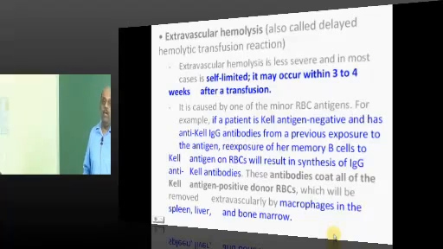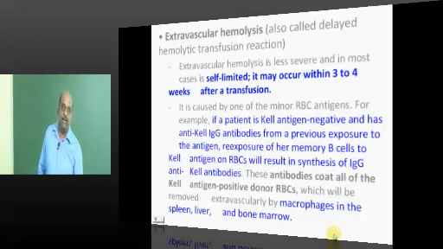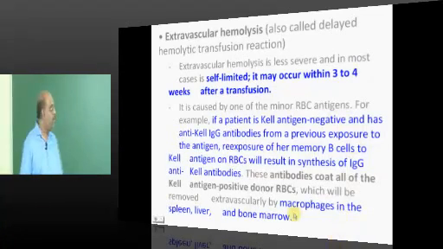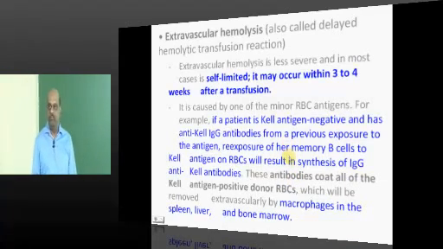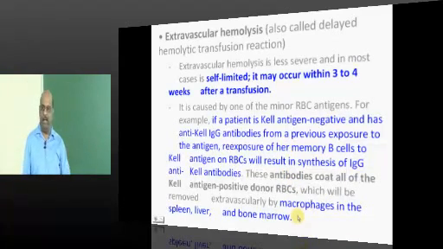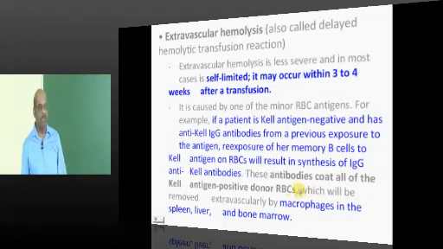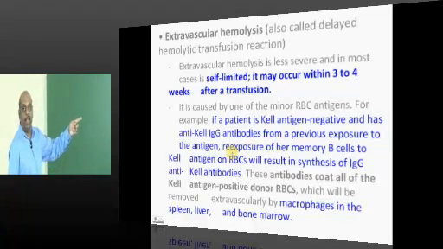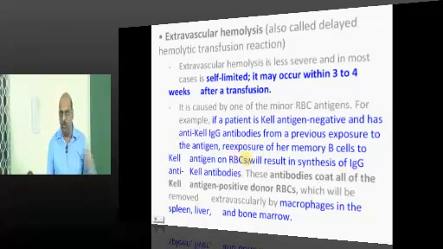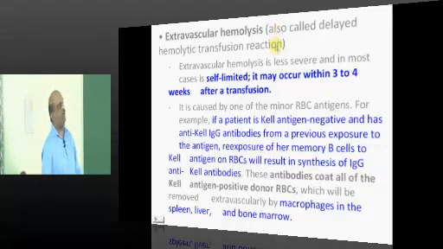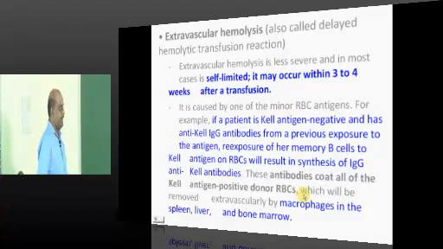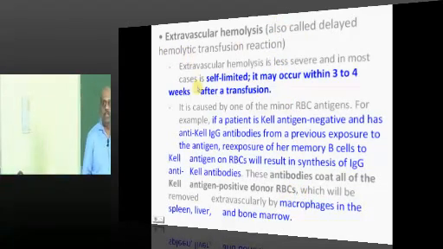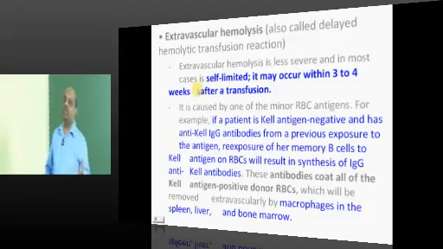Generally when we do matching of blood, which groups do we match, doctor? ABO. We don't match for KEL. We don't match for, there are so many blood groups. They are all called minor antigens. If a patient is KEL antigen negative and received a KEL antigen positive blood, which is not KEL matched, that leads to development of extravascular hemolysis, which typically is delayed hemolytic reaction. Why is it called extravascular?